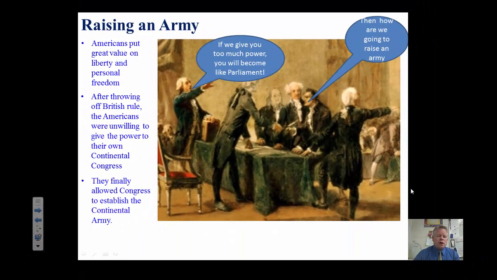So Congress finally established the Continental Army after hours of arguing about it. But the Continental Congress didn't have the power to raise the army. They had to ask the states. The individual states had to supply the soldiers.